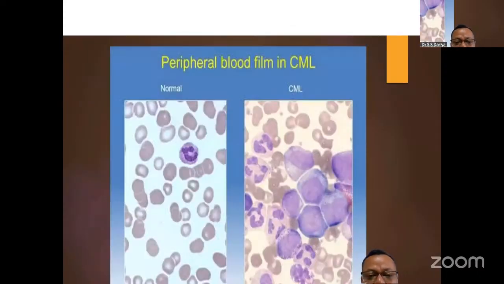This is the PBF, where this is the normal cell, and these are the CML cells, where you can see the enlarged band forms.